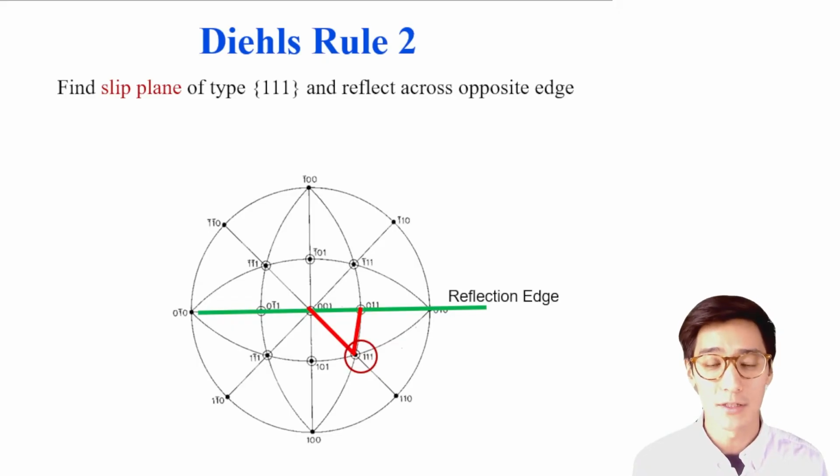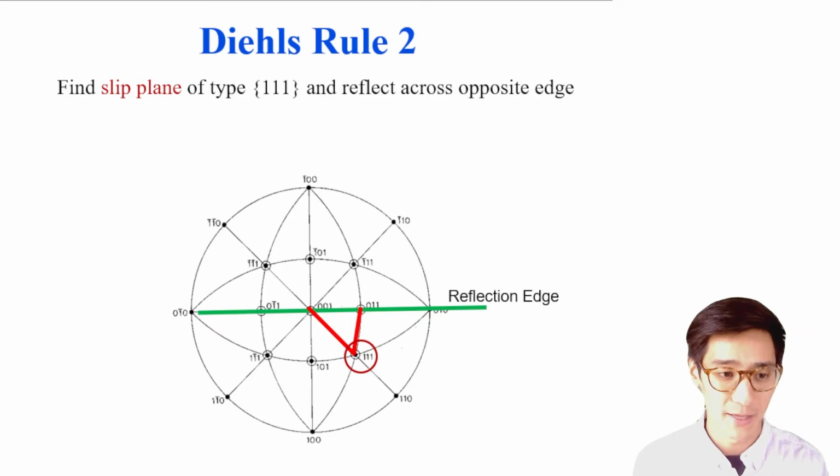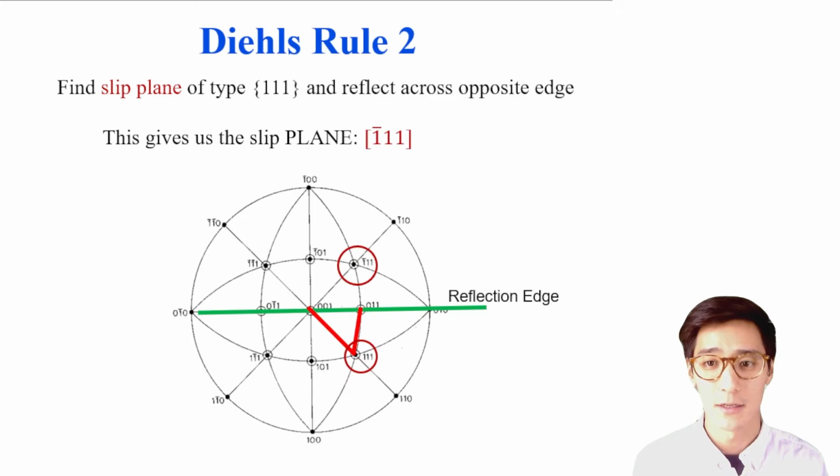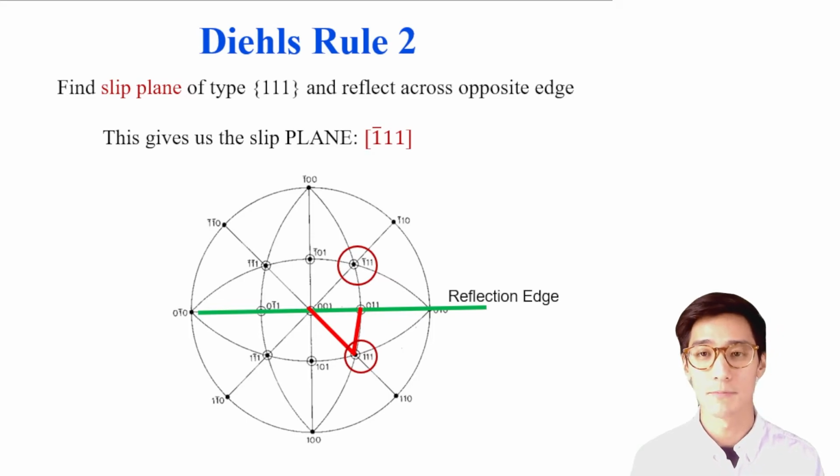Step 2 is to determine the slip plane by finding the 111 family's plane in the active triangle and reflecting it across the opposite edge of the triangle, shown in green here. Reflecting this gives us the slip plane, -1, 1, 1 in this case.